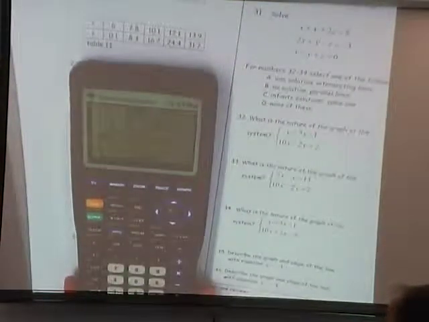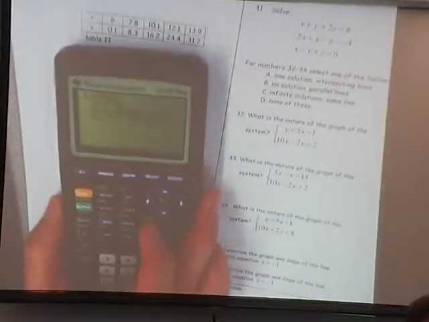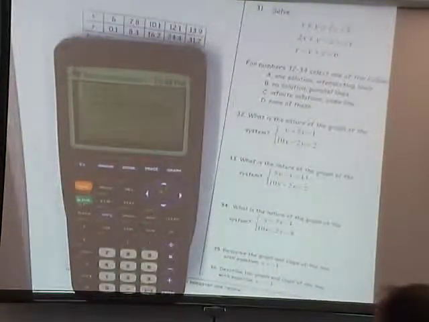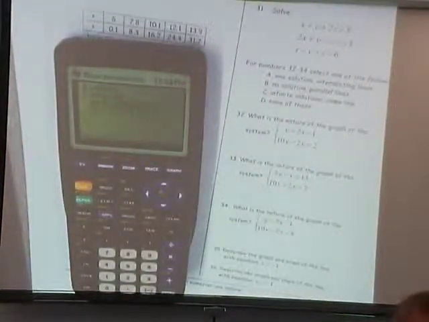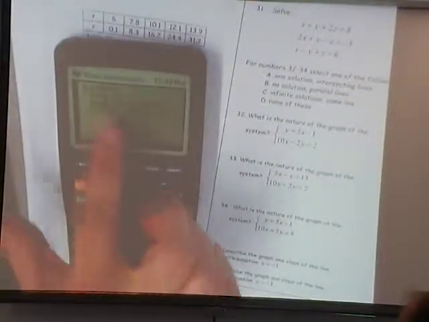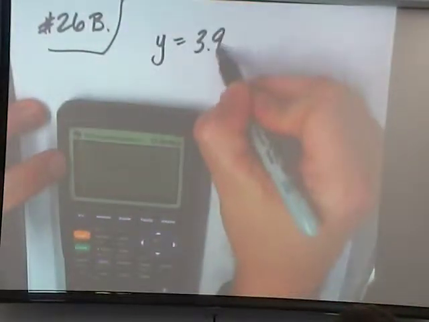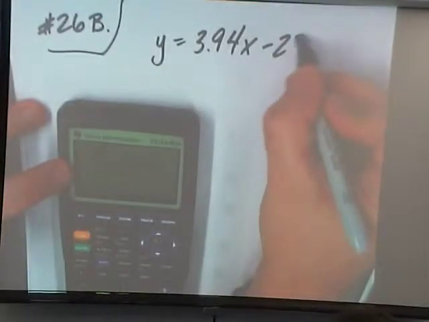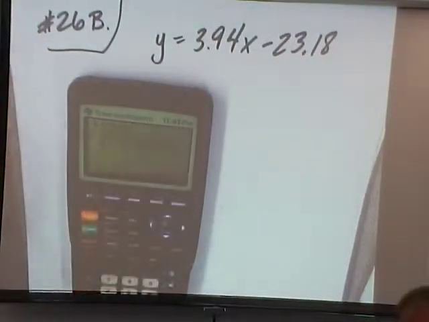Alright, so on some calculators, the 83s and the older 84s, you just have to hit enter twice. On some of the newer 84s, you got to hit enter a few more times. It tells us the form we should be using for linear regression is y equals ax plus b, which is mx plus b, a line, right? Linear regression. And it tells us the a value and the b value that we need. So we're just looking for something that's really close to y equals 3.94x minus 23.18. And I got those figures from here.